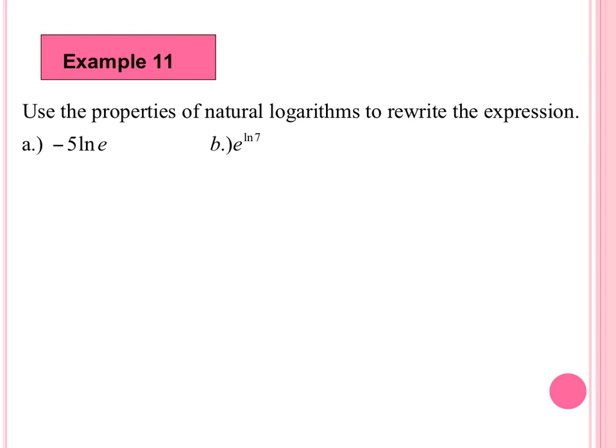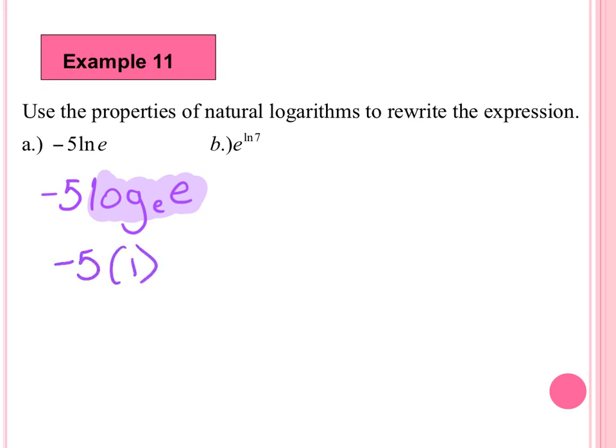All right, these take no calculator, which means fair game for quiz. -5 times ln of e. What is ln? Log base e. What would be log base e of e? So that's 1. That is 1, and 1 times -5 is just -5. So when you say ln of e, it's the same thing as 1.